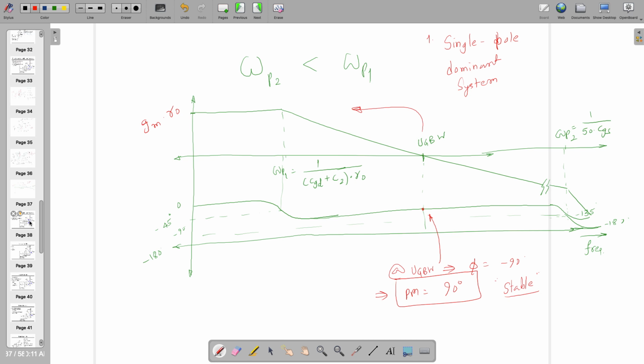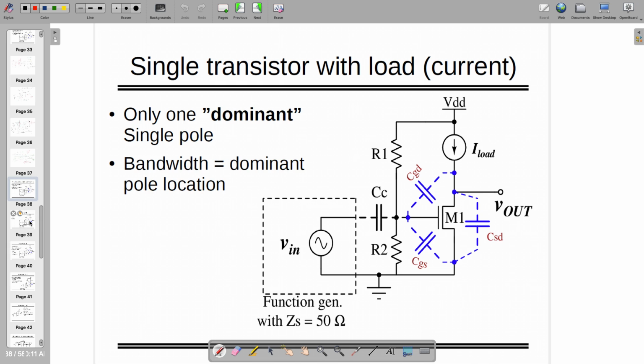So that is also the reason that I'm saying that the system has two poles. However, because of this function generator's 50 ohm impedance, actually it exhibits as a single pole dominant system. And if you look at that, bandwidth is equal to dominant pole location also. So if it is 3 dB bandwidth, 3 dB bandwidth is equal to the first pole, which is already known to us. This is because of this one, not because of this one.